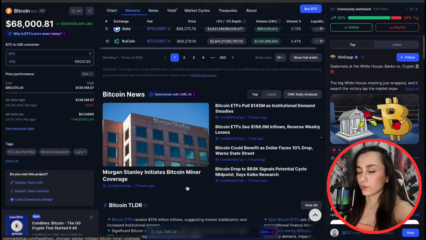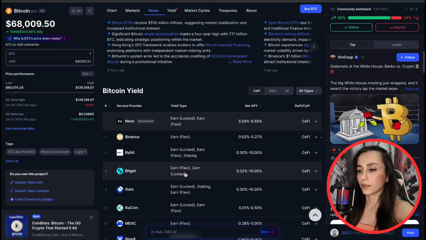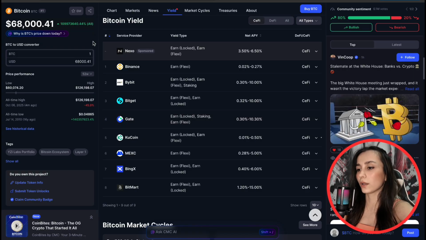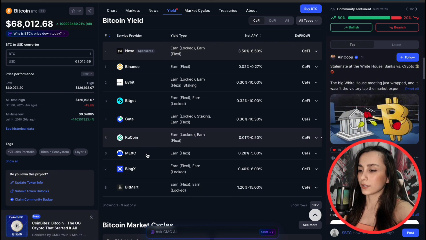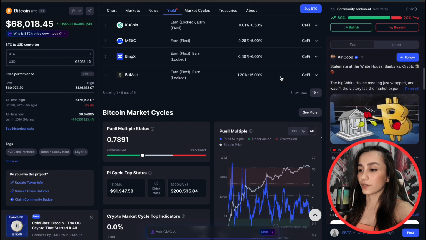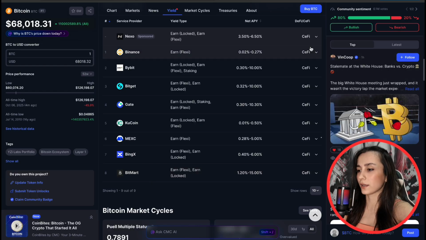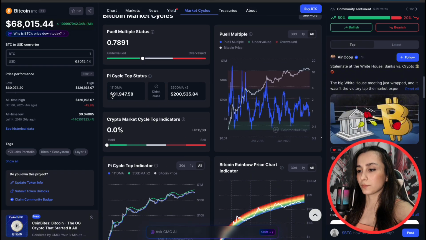When you scroll down, you will see Bitcoin news. You can follow it up. Everything's over here, especially about Bitcoin because we clicked Bitcoin, and you can see Bitcoin yield. That's the same thing as interest rates, the same as you earn at a bank. You're also earning when you stake Bitcoin, and you can see what percentage you're earning. There are different platforms and their percentages. And when you scroll down, you will see Bitcoin cycles.